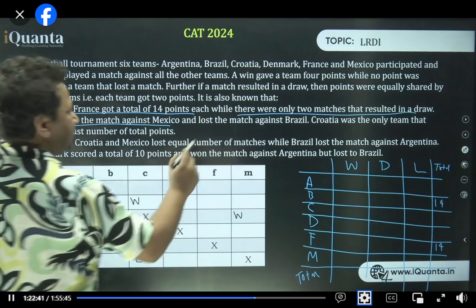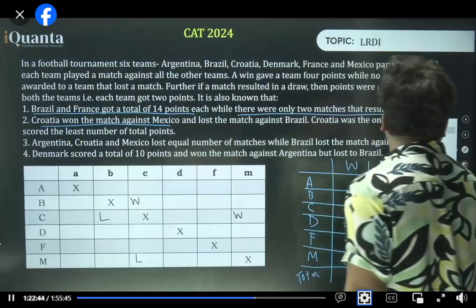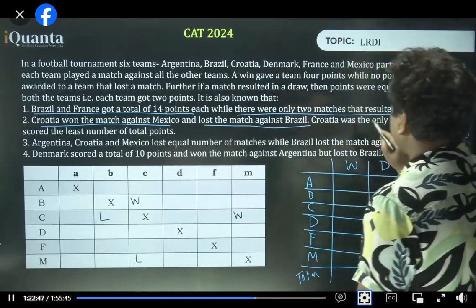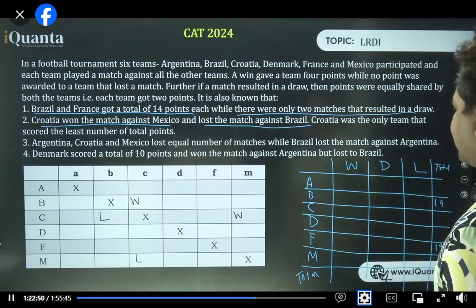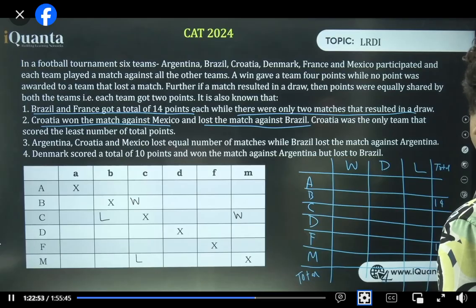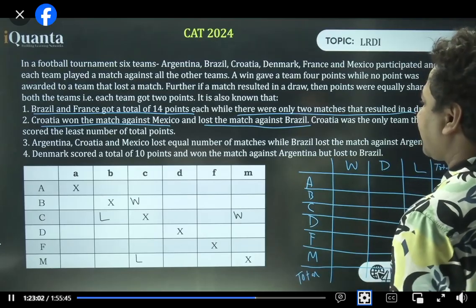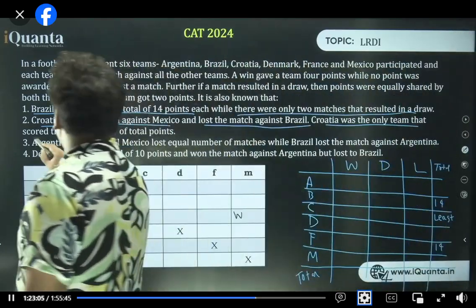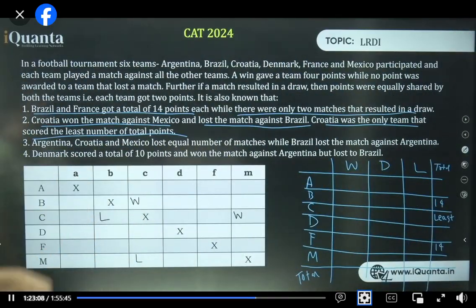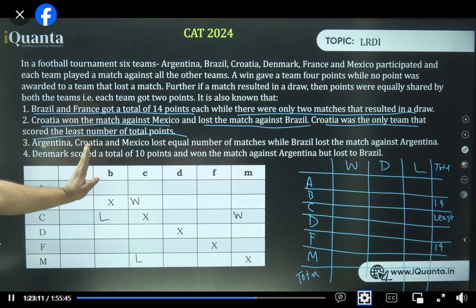Okay. This thing also has been accommodated. Croatia was the team that scored the least number of total points. That was Croatia. I'll just write least over here. All right. Cool. This has also been accommodated. Argentina, Croatia, and Mexico lost an equal number of matches, while Brazil lost the match against Argentina. Okay. Brazil against Argentina.